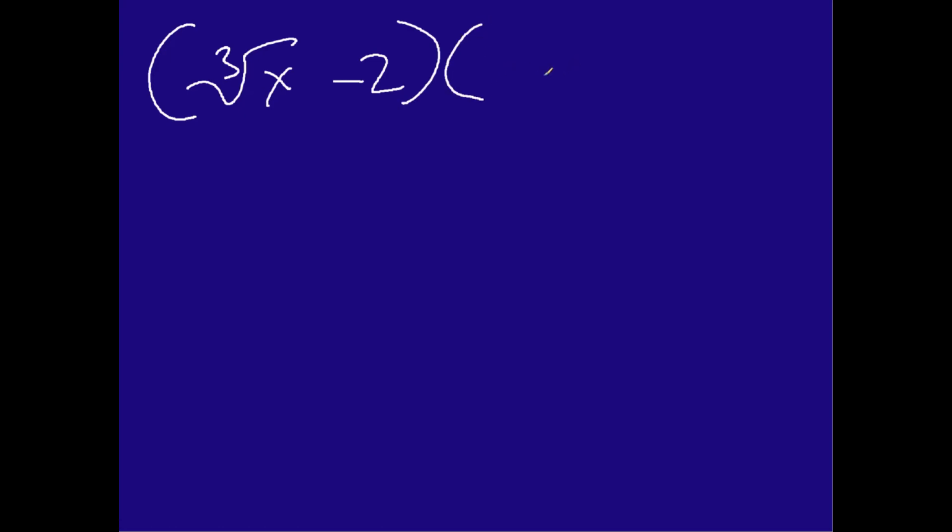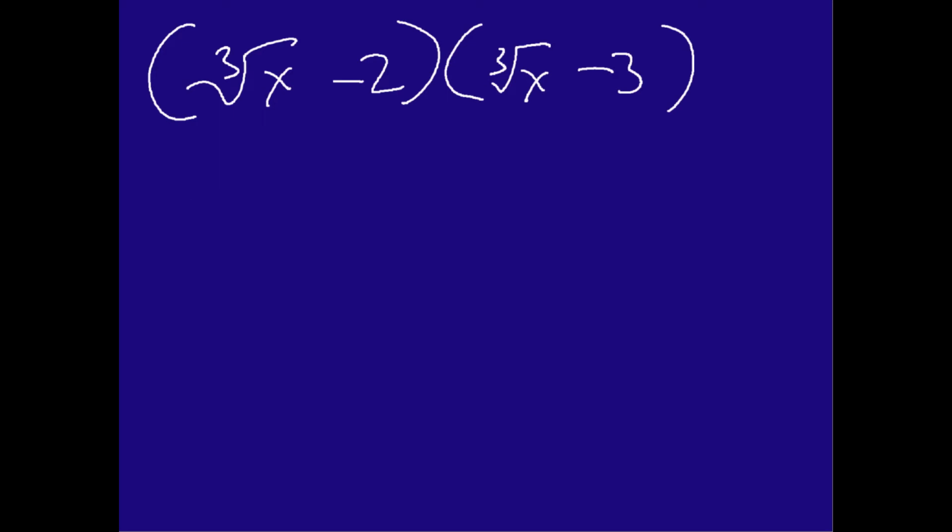Let's do one more, and then we'll be done. So this one is going to involve using cubes, and then also we're going to throw in some variables here to add some variety to how you want to deal with these things. So here in this example, we have the cube root of x minus 2 times the cube root of x minus 3.